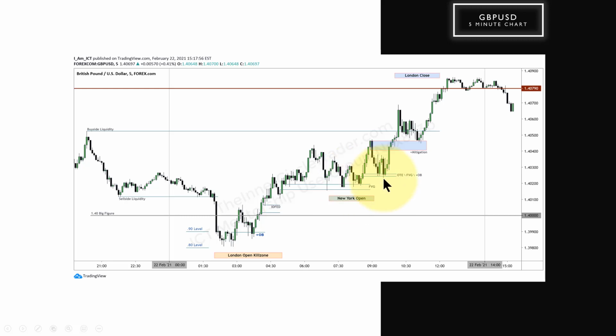So if you look at the setup here between the kill zones, London and New York, optimal trade entry, fair value gap, bullish order block, then it rallies again, trades back down into mitigation, which is the last up close candle prior to this decline. This low did not take out that low, so it's not a breaker, it's a mitigation block. Extending out in time, look how the bodies respect that.